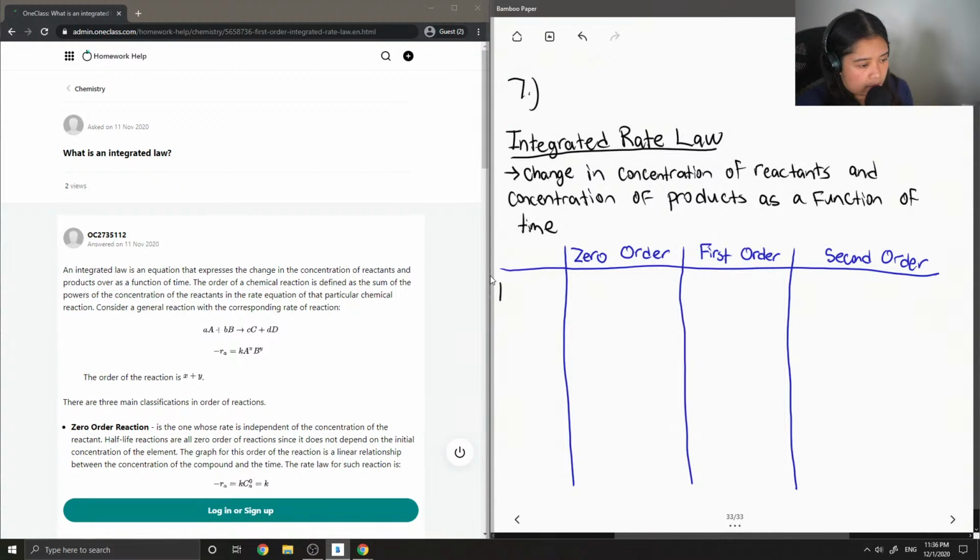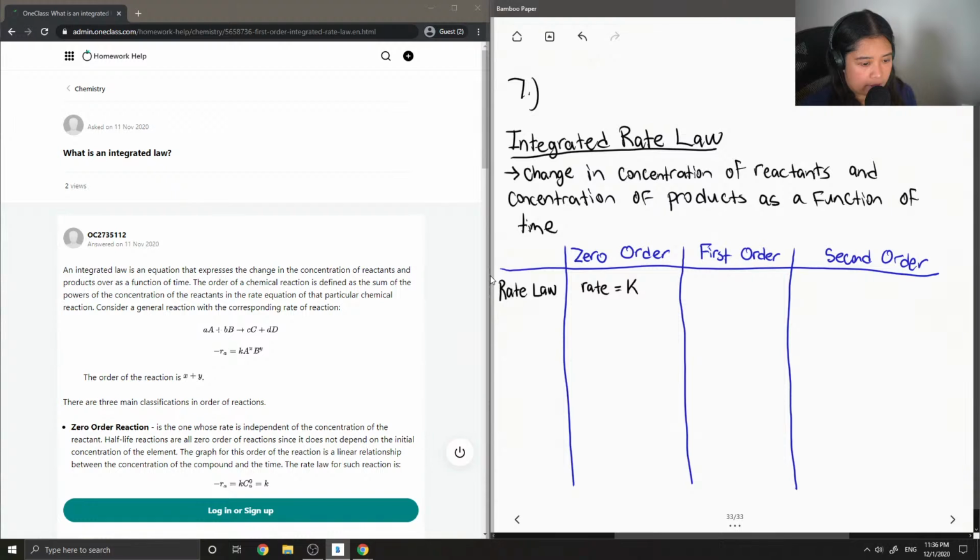Okay, so first I'll write out the different rate laws that you expect to have for each different type of order of reaction. So for a zero order, this is when your rate is equal to K. So K is pretty much the slope. And the zero order doesn't depend on the concentration of the element.